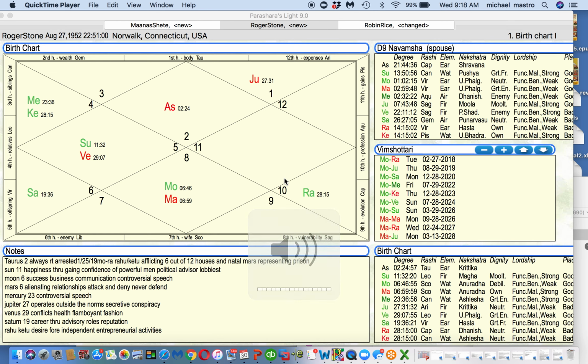Today we're going to look at the chart for Roger Stone, who is a lobbyist, a political advisor to many of the Republican past presidents.